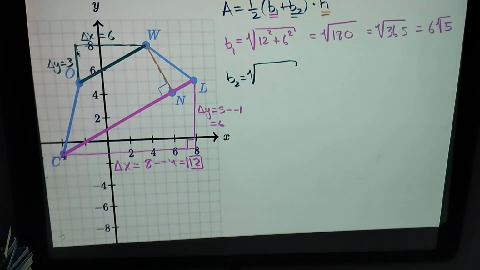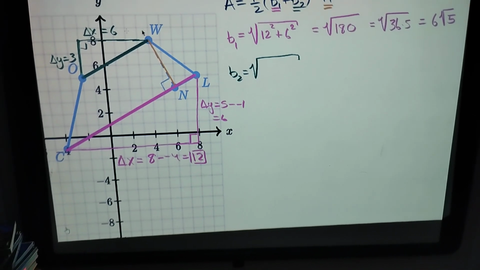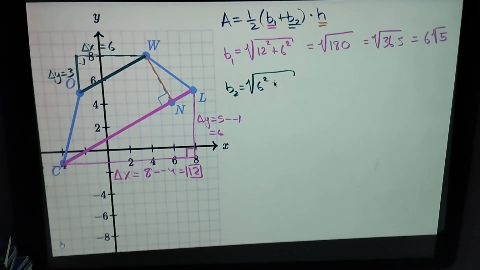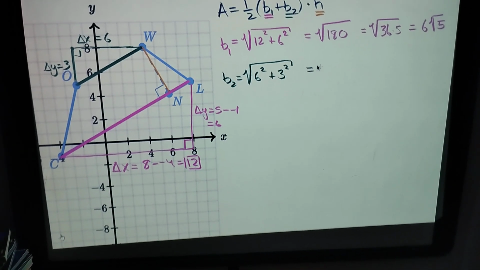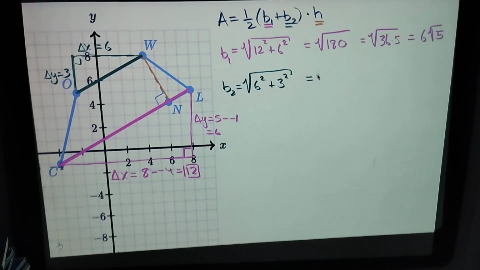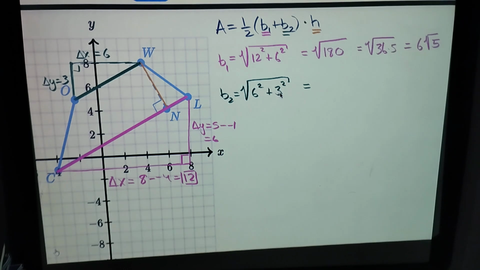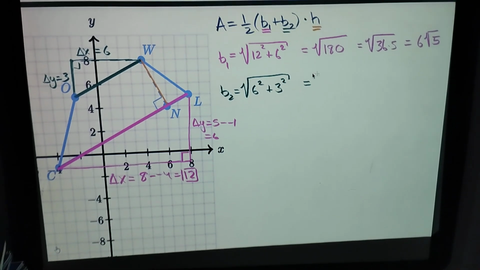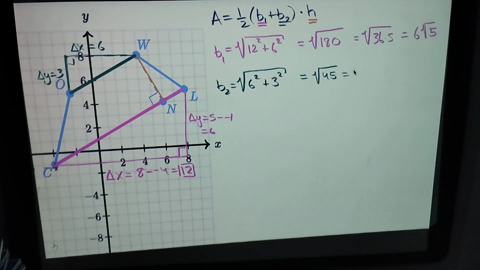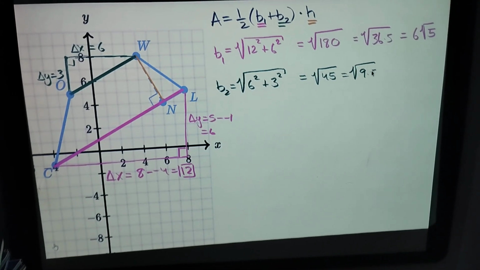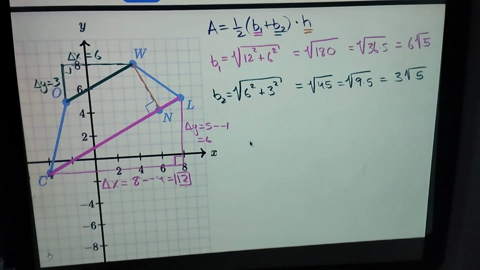So just applying the Pythagorean theorem to find the length of the hypotenuse here, it's going to be the square root of change in x squared, 6 squared, plus change in y squared, plus 3 squared, which is going to be equal to 36 plus 9, which is 45. So square root of 45, which is equal to the square root of 9 times 5, which is equal to 3 square roots of 5.